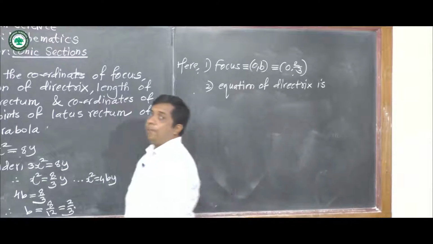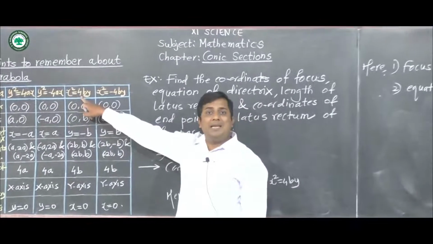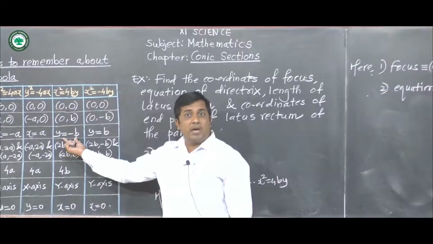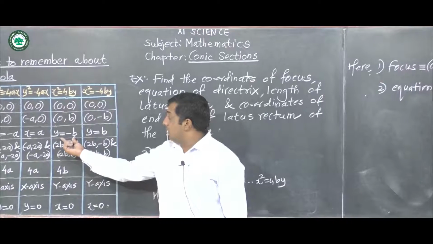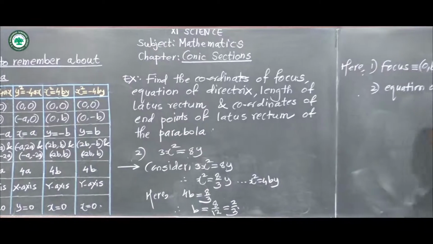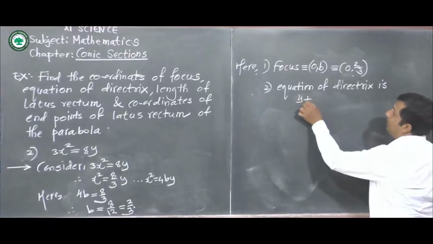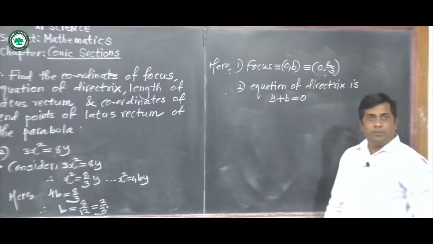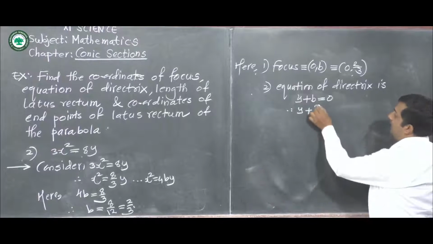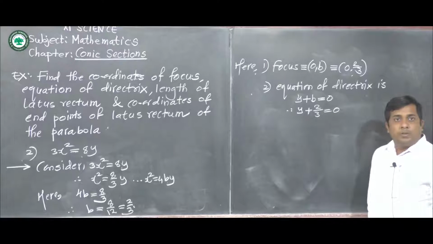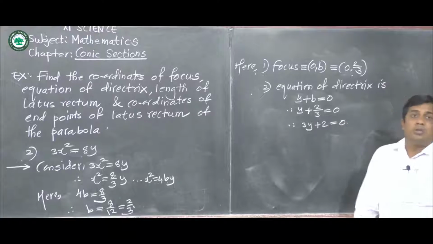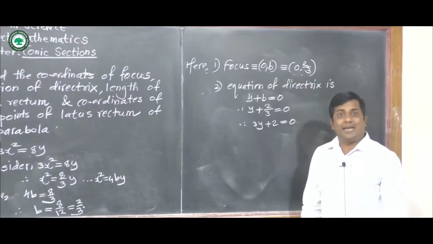Here we know for the parabola x square is equal to 4by, the equation of the directrix is y is equal to minus b. Since y is equal to minus b is given, here we get y plus b is equal to 0. So the equation of the directrix is y plus b is equal to 0. Therefore, y plus, we know b is 2 by 3, is equal to 0, and in last we get 3y plus 2 is equal to 0. This is the required equation of the directrix.